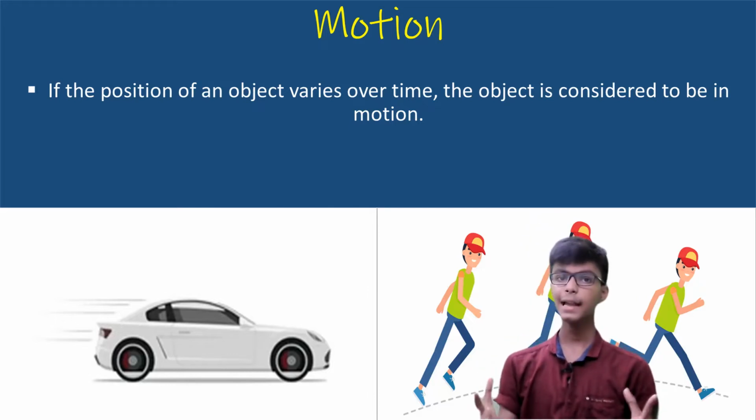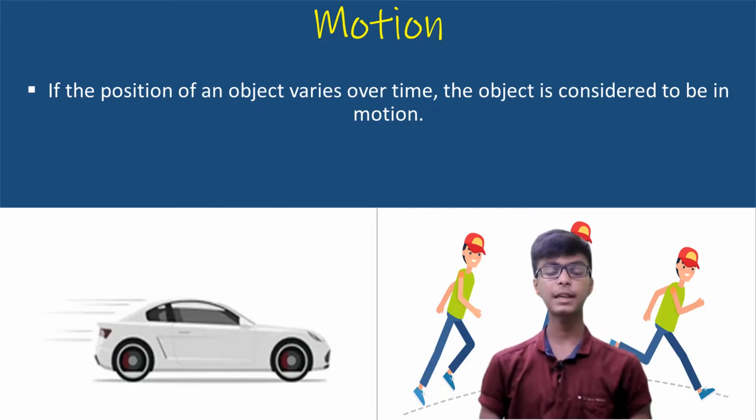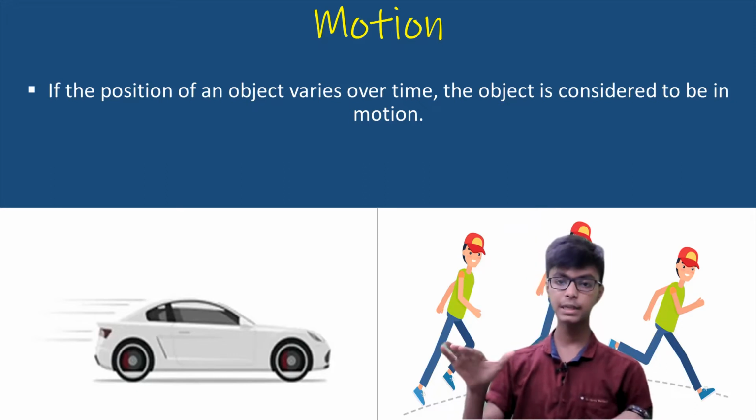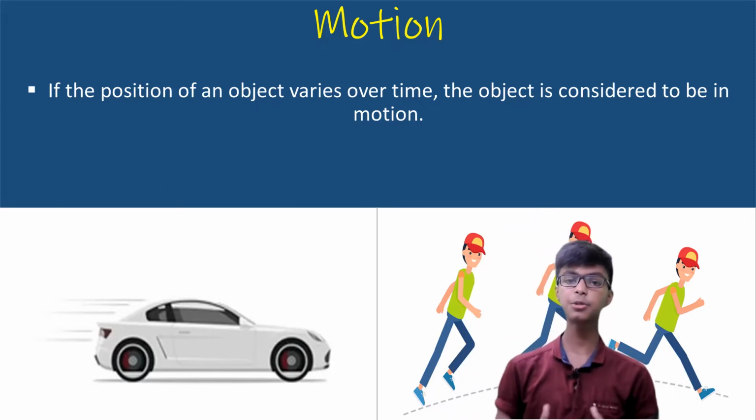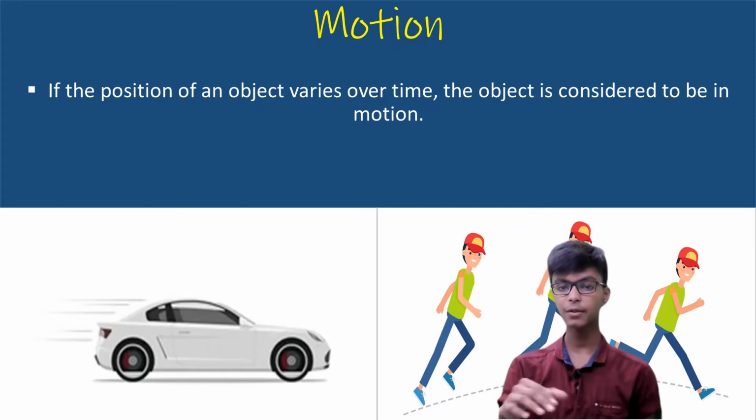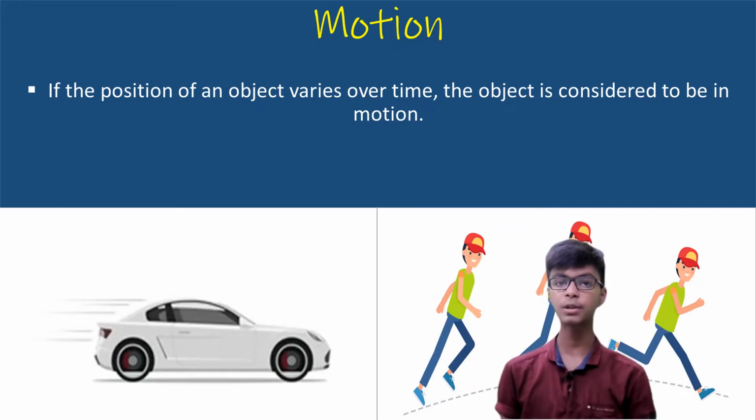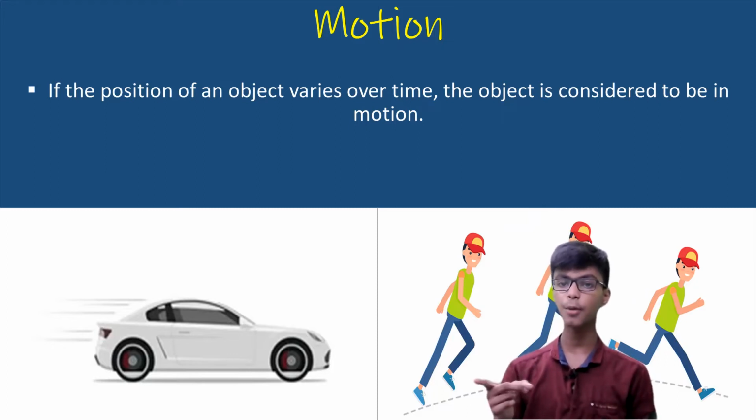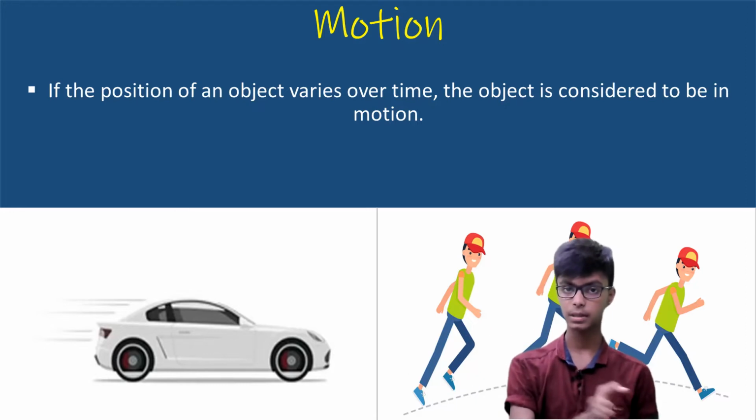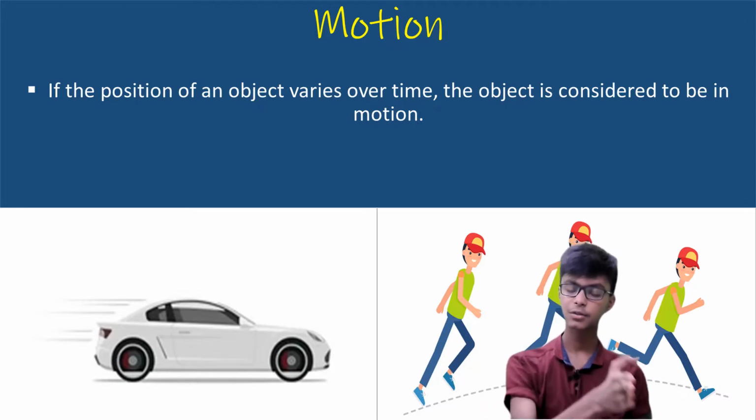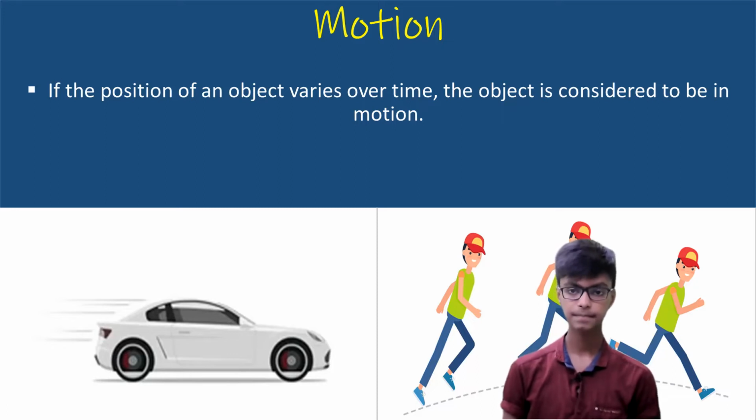So if the position of an object varies over time, suppose an object's position is 2 kilometers away from our home. After some time, after half an hour, you see it's 1 kilometer away from our home. So what did you observe? That in half an hour, that object, that car, travels 1 kilometer.